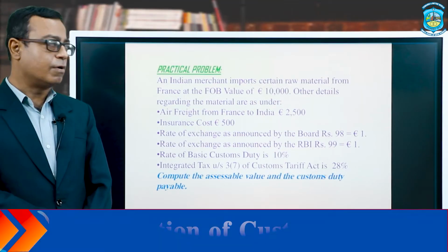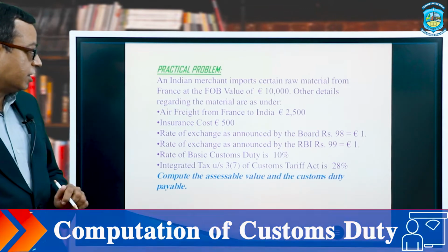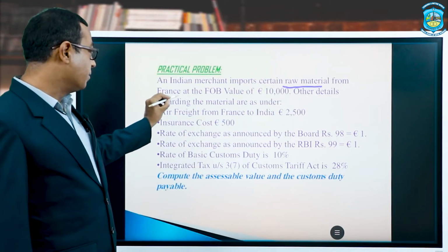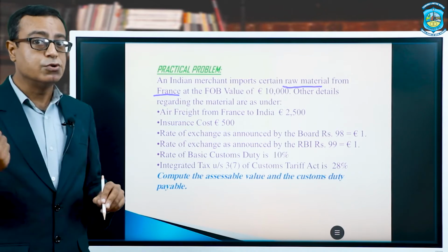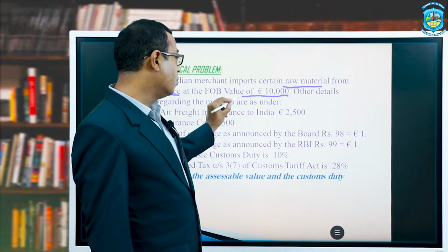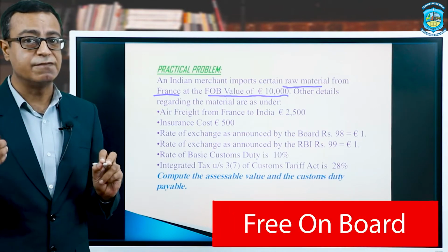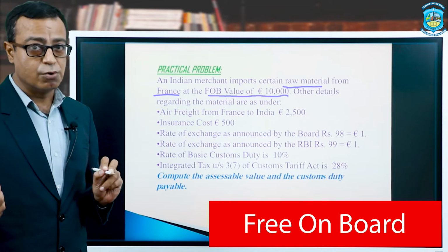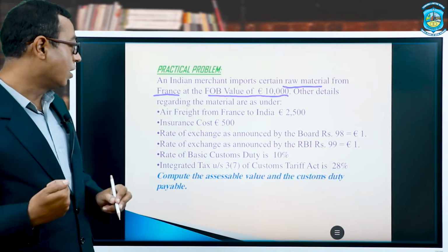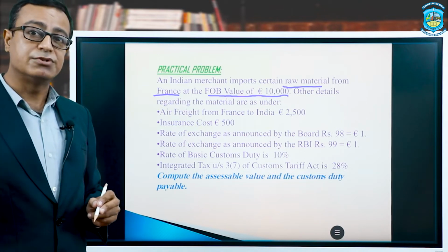Dear friends, we have a practical problem related with the computation of customs duty. An Indian merchant is ready to import certain raw material from France. Remember, France is a European country and in Europe we have the currency, it is euro. The FOB value of this particular import is 10,000 euro. FOB value means free on board, that is the value of the raw material we are importing and it is dispatched from that particular country at 10,000. But after this particular FOB value, we have some expenses.